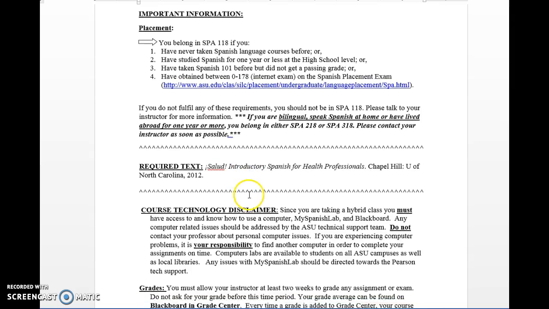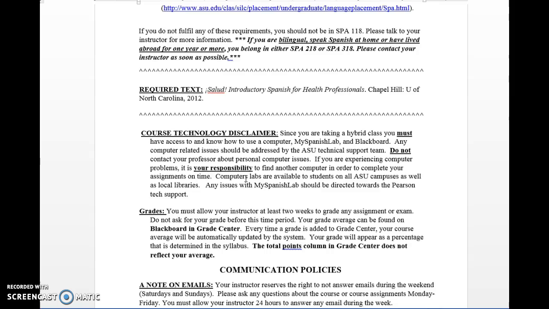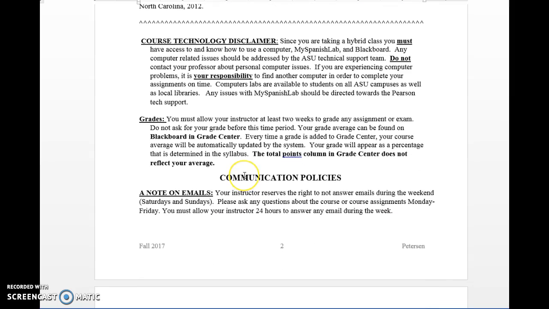Okay. Salud, Introductory Spanish for Healthcare Professionals, is our required text. It is done by Chapel Hill, University of North Carolina, but also through Pearson. So we will be using their My Spanish Lab for that. Okay. And because we will be using that as well as Blackboard, you need to have technology.